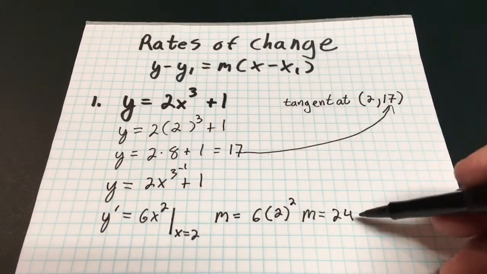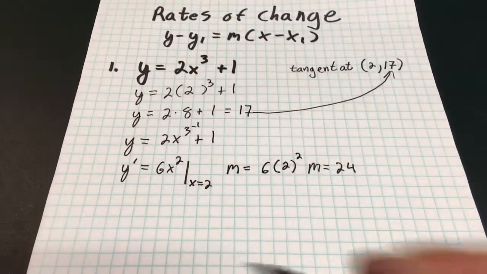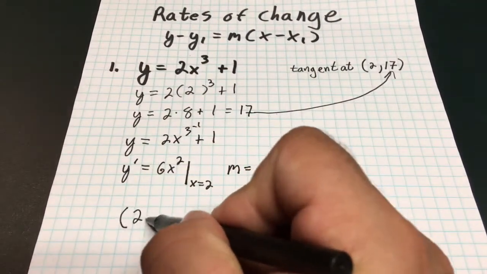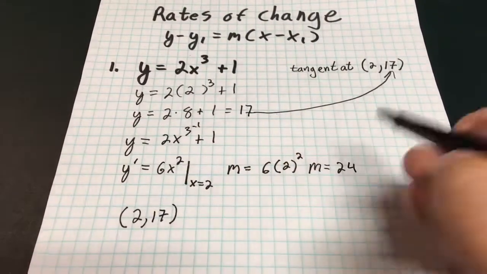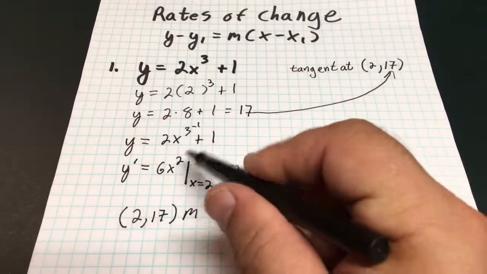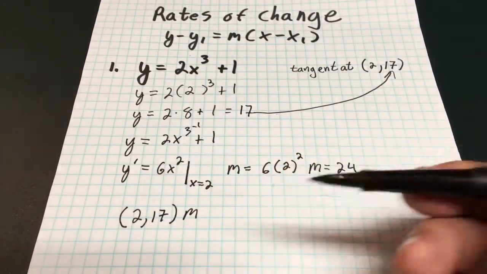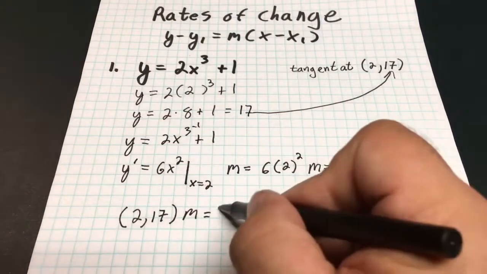I have a point, and I have the slope. The point is (2, 17). And the slope is 24. I found that by finding the derivative and evaluating the derivative at that point, x equals 2. So my slope is 24.